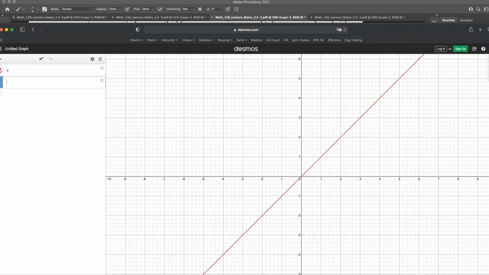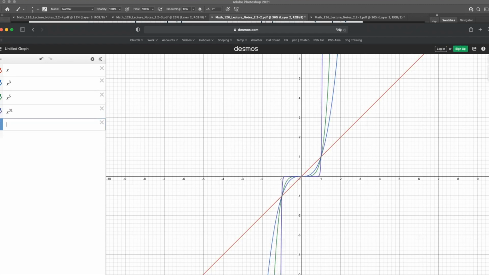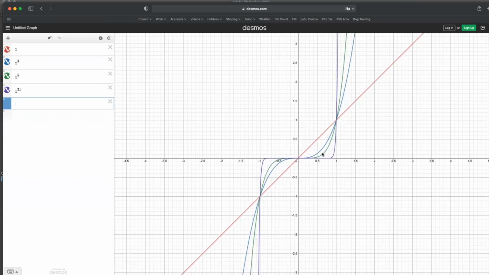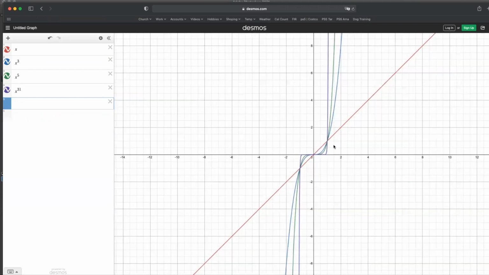All right, so let's have x, x to the 3rd, x to the 5th, and then we're going to have x to the 31st. That way you get a whole bunch of them. I want to zoom in here. All right, so notice here when we hit x to the 31st, so x technically is an odd power, has no bend in it.